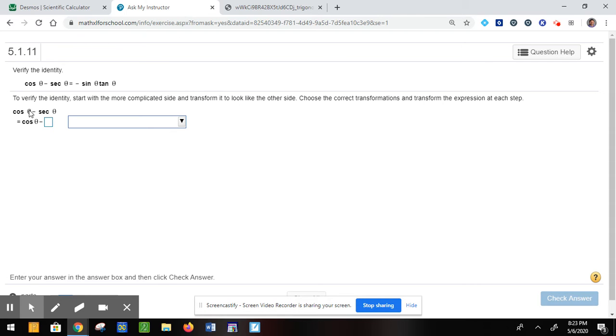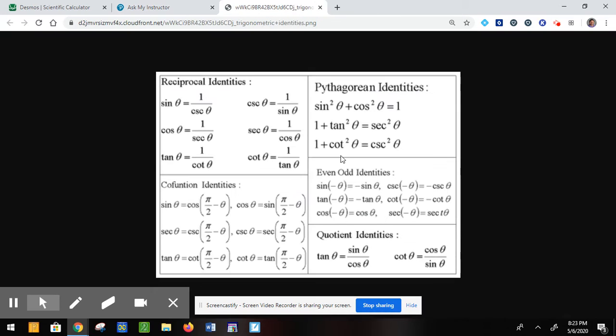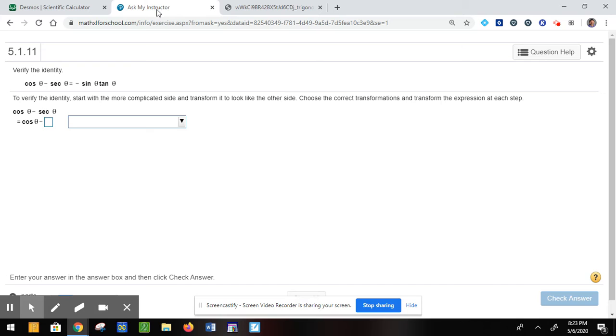So the first thing is we're taking cosine theta minus secant theta. All right, so the left side. And we're first going to change something about this. So what can we do with secant theta that might be helpful? Just look at your toolbox. There's not a lot of secant in here, right? The one here is secant theta is equal to 1 over cosine theta. Secant is the reciprocal of cosine. So I'm just going to write that down here. What we're using is secant theta is equal to 1 over cosine theta. So that's going in the box here as my first step.